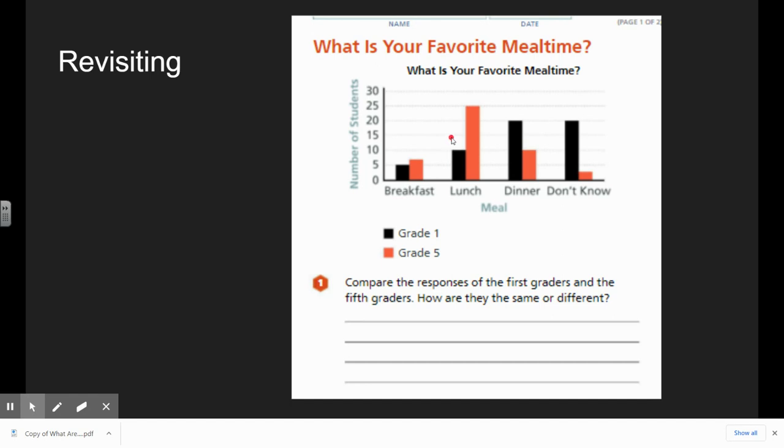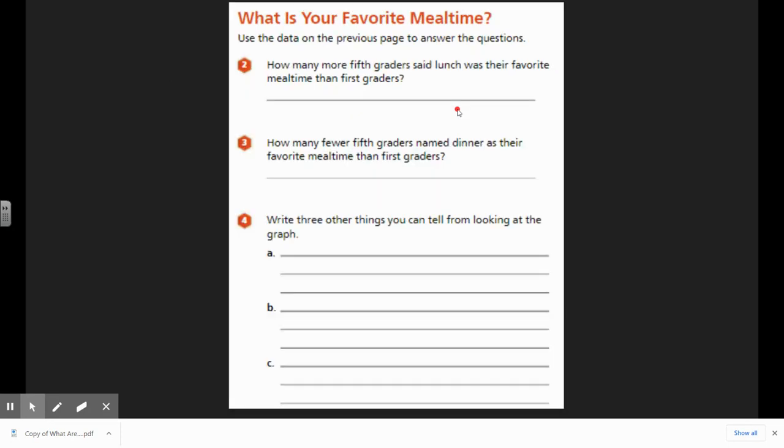I know that there are increments. These lines represent 5. I can also count the 5s between my black bar and the top of the orange bar. So 5, 10, 15. That's another way to do it. So the difference is 15.